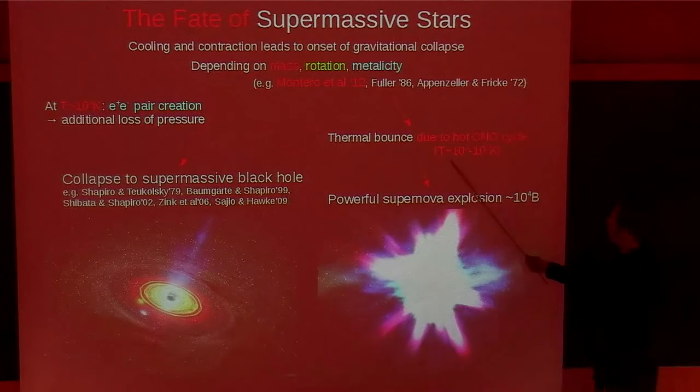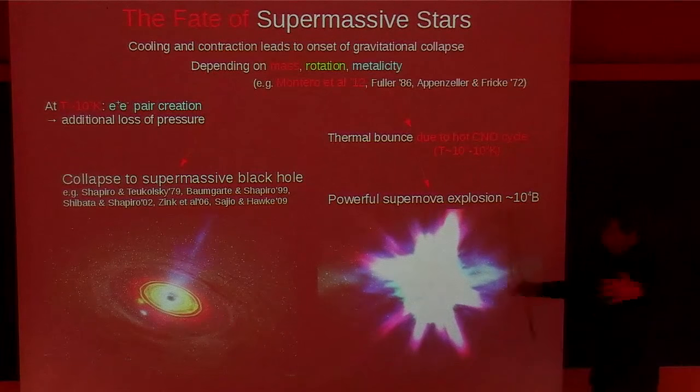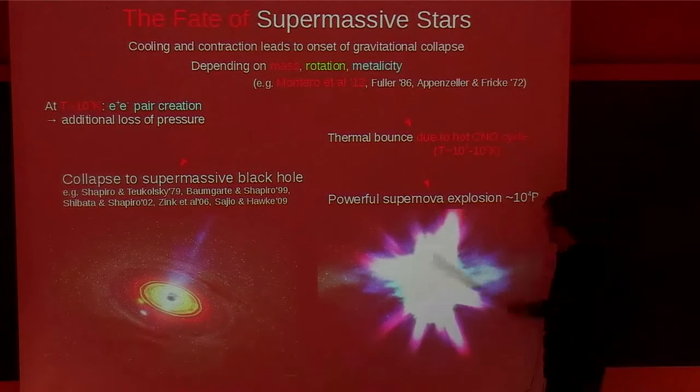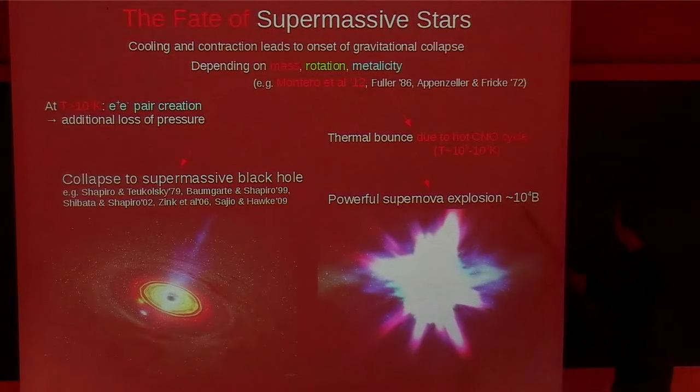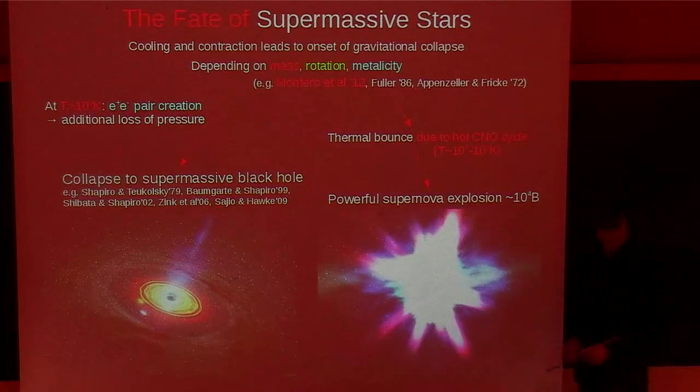and this thermal bounce happens because hydrogen and helium is burned in this hot carbon nitrogen oxygen cycle, which releases a tremendous amount of thermal energy, and that basically makes the star expand and leads to a powerful supernova explosion on the order of 10 to the 4 beta. 1 beta is 10 to the 51 ergs, for those who don't know.